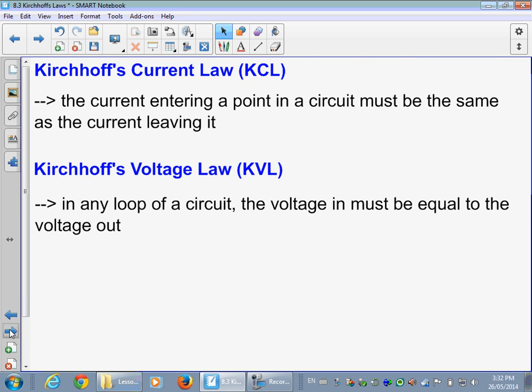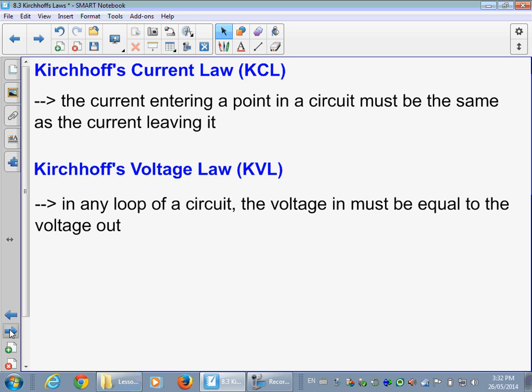Which brings us to the idea of Kirchhoff's Laws. There are two laws, or Kirchhoff's rules, if you prefer. The first one is that the current entering a point in a circuit must be the same as the current leaving it. I like to think of this as a traffic analogy. The number of cars that go past a point in a road or go through an intersection, the number that go in have to be the same as the number that come out. If for any reason those two numbers are different, you do not want to take that road.